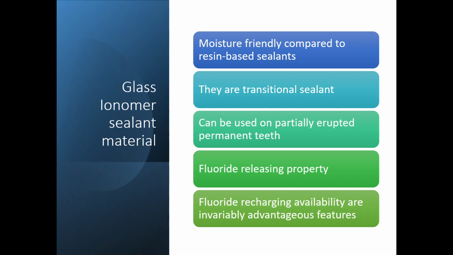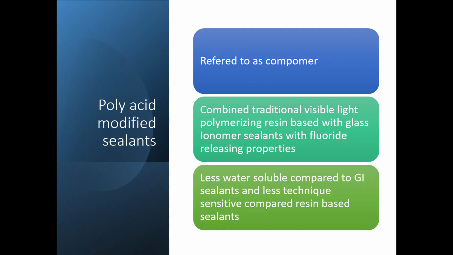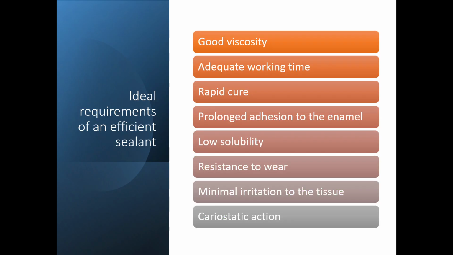Glass ionomer sealants are usually moisture friendly compared to resin-based sealants. The transitional sealants can be used in partially erupted teeth. Their fluoride releasing property and also fluoride recharging property is present. Polyacid modified sealants are referred to as compomers, combining traditional visible light polymerizing resin with glass ionomer with fluoride releasing properties, less water soluble compared to glass ionomer sealants and less technique sensitive compared to resin based sealants.